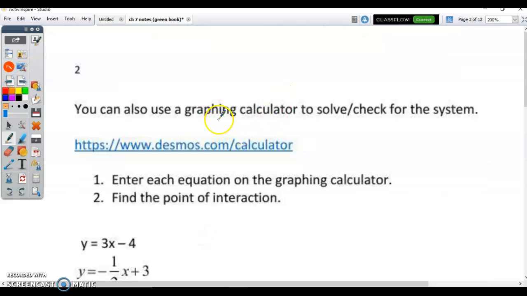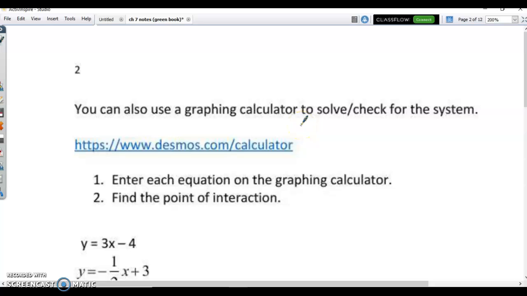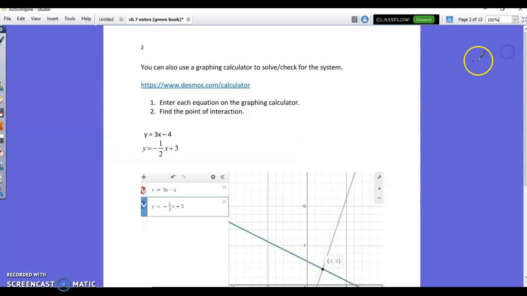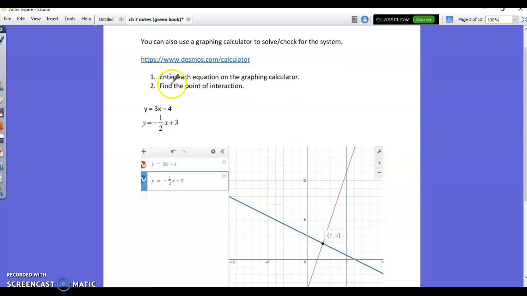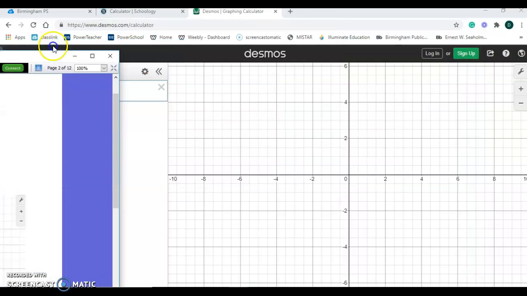All right, so we can also use a graphing calculator to solve and check. It's really important to get the practice in with graphing because that kind of doesn't go away with algebra. But we can also use a Desmos calculator to solve for these systems. All right, so I'm going to show you where that is. If we go to this website, desmos.com, you can just go straight to the website and get to the graphing calculator. It'll say graphing calculator, but this is the actual website. And then we plug in the equations into the calculator. So I'm going to go ahead and do that now.